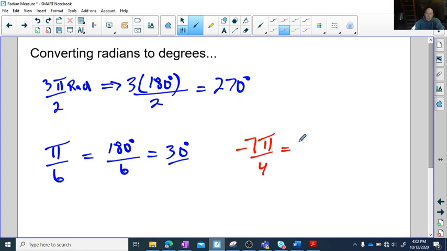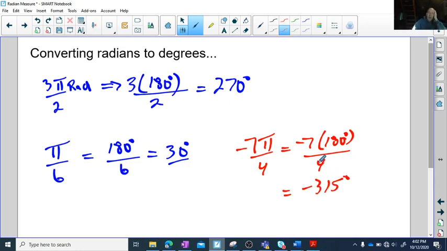Well, this is going to be negative 7. Replace pi with 180 degrees. Divide that by 4. That's 45. I'll grab my calculator here for a sec. 180 divided by 4 is 45. Multiply that by 7. So it's going to be negative 315 degrees.